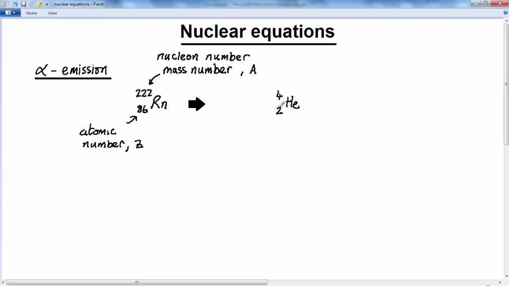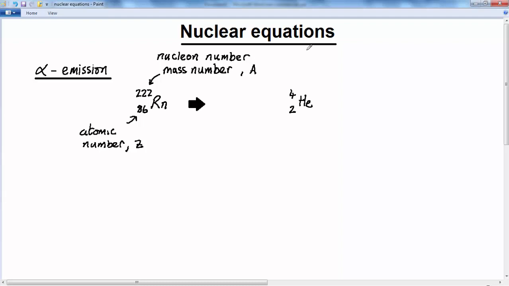Those symbols again: the atomic number is 2, since helium is the second element in the periodic table, and the nucleon number is 4. The atomic number is also just emphasizing the number of protons that are present in the nucleus, and therefore it is the charge on the nucleus. So that means that radon has 86 protons in its nucleus, therefore its nucleus has a charge of plus 86, and helium has 2 protons, which means it has a charge of plus 2.